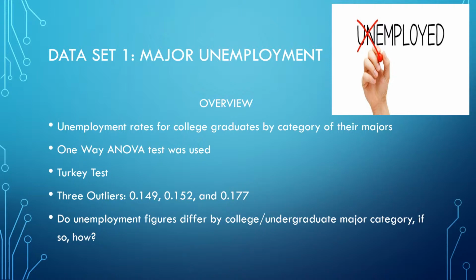We plugged our data into StatCrunch to first examine its normalcy. Our initial decision was to graph the data via the box plot with markers showing possible outliers. Upon observation, we noted three outliers, one at 0.149, second one at 0.152, and the last at 0.177.